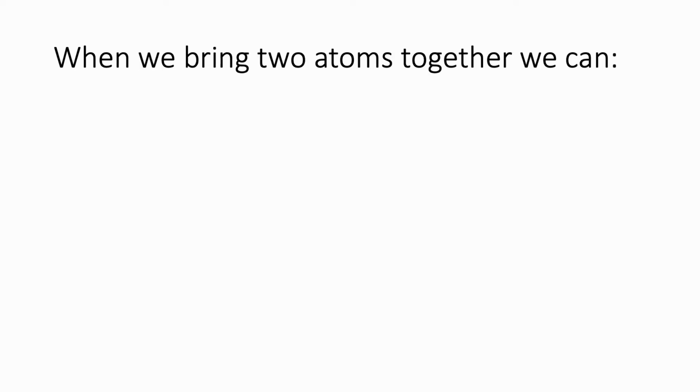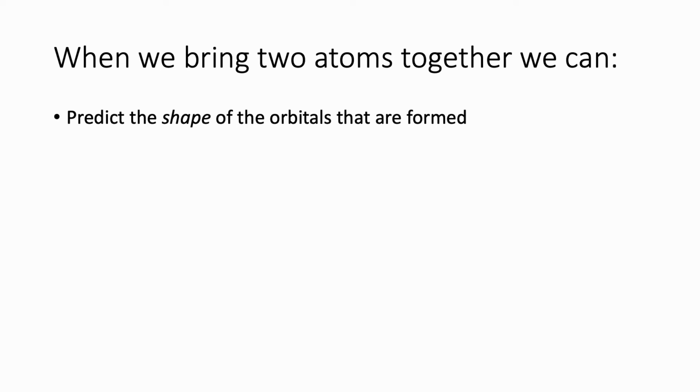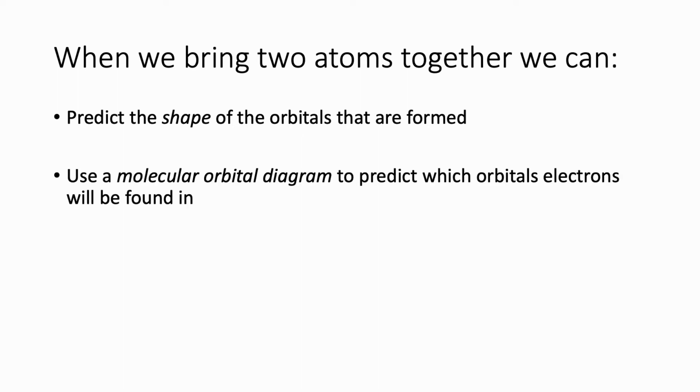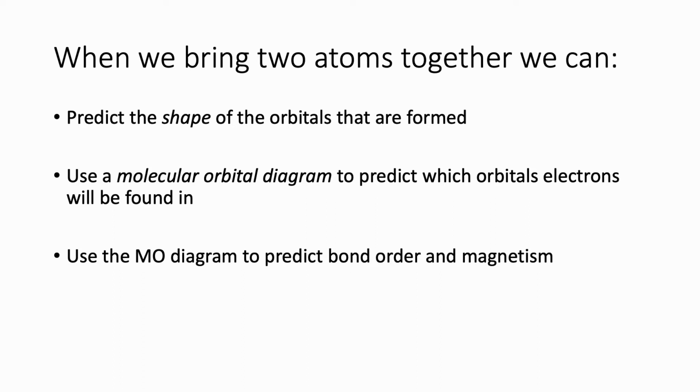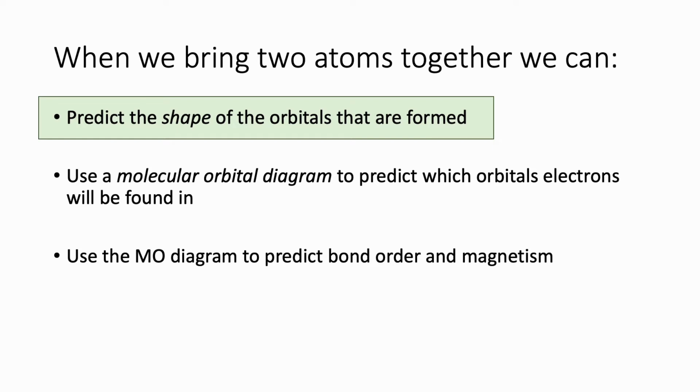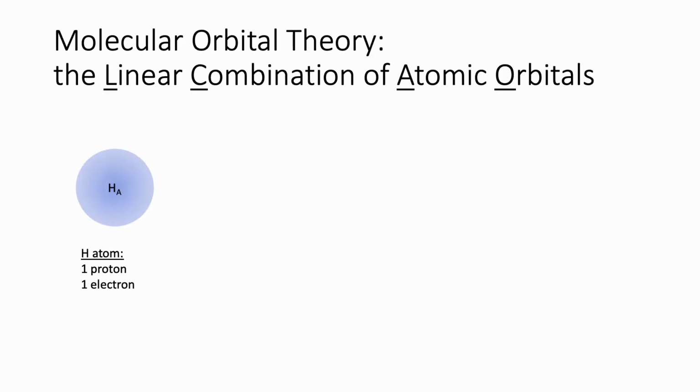So we are talking once again about what happens when two atoms come together, and when that happens, we can first of all predict the shape of the orbitals that are formed. We can use a molecular orbital diagram to predict which orbitals electrons will be found in, and also we can figure out the bond order and magnetism. So let's start off by talking about the shape of the orbitals, and then we're going to go through and do the rest. So one way that molecular orbital theory is described is the linear combination of atomic orbitals.